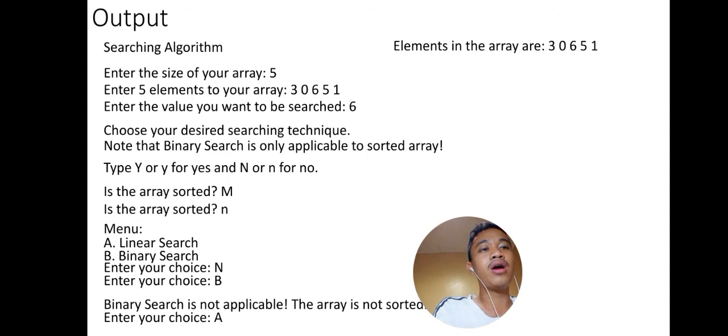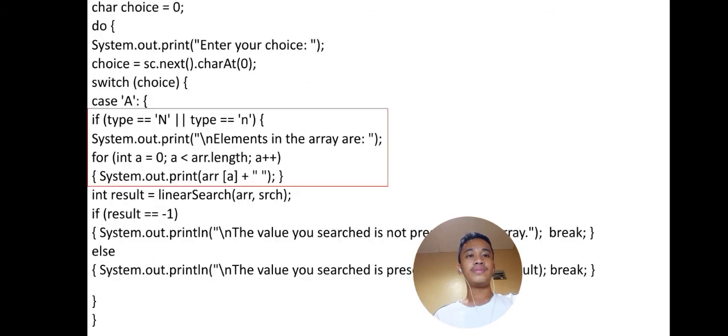So it will print elements in the array are 3, 0, 6, 5, and 1. Why? It is because of our print statement right here and the for loop right here. Under the for loop, we print the array, the value of the array in our indexes. So it will print the value of the array if our condition in our for loop is true. Otherwise, it will not print.